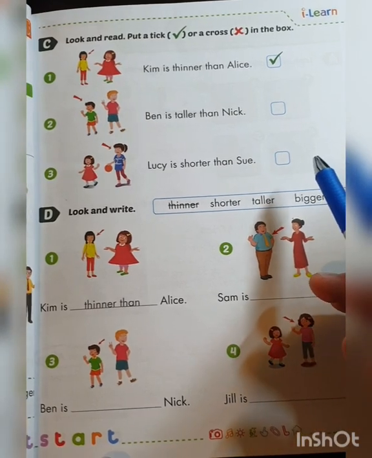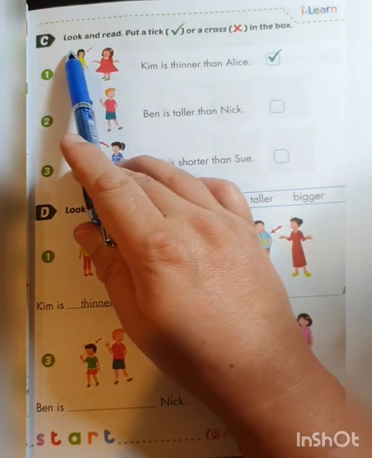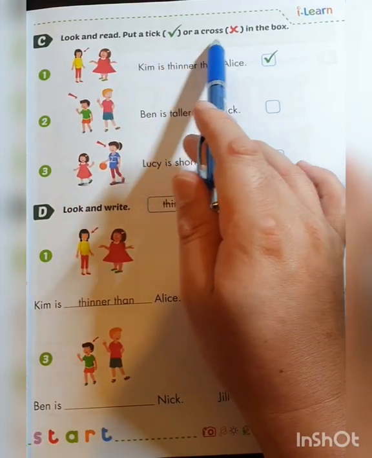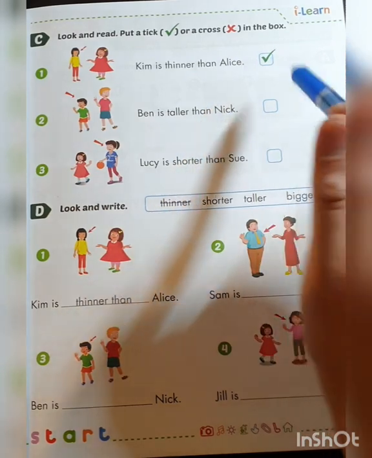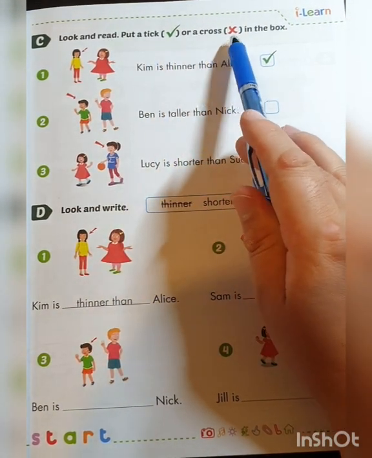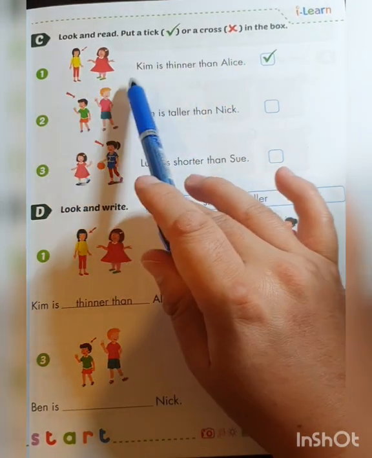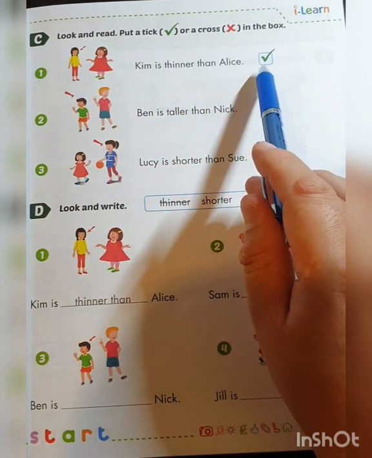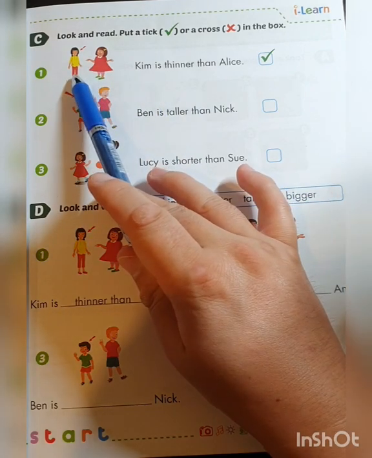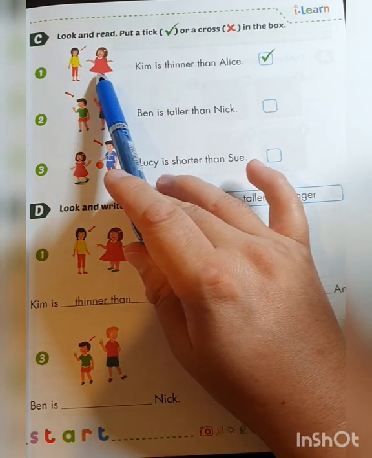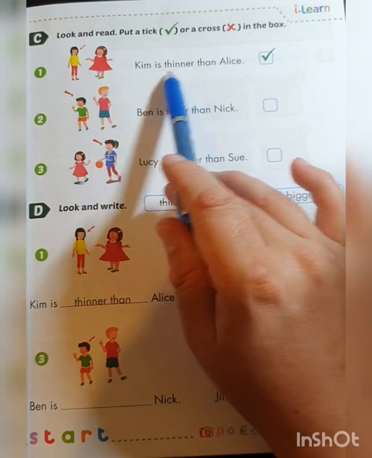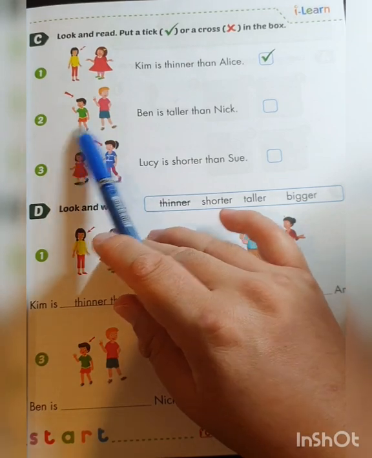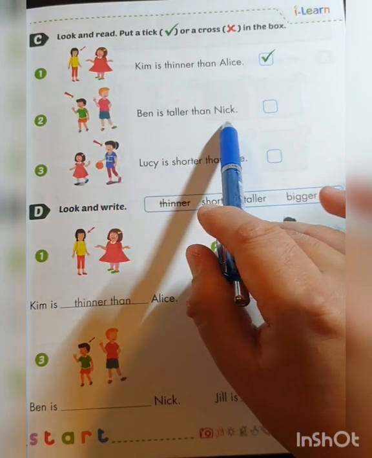Now at the top of the page, exercise C, look and read, put a tick or check or a cross in the box. So if it's correct or if it's wrong. Number 1, Kim is thinner than Alice. Yes, Kim, that must be her, and Alice must be that girl. So Kim is thinner than Alice. Yes, that is correct. Number 2, Ben is taller than Nick.